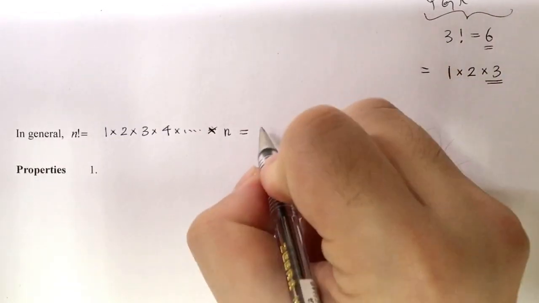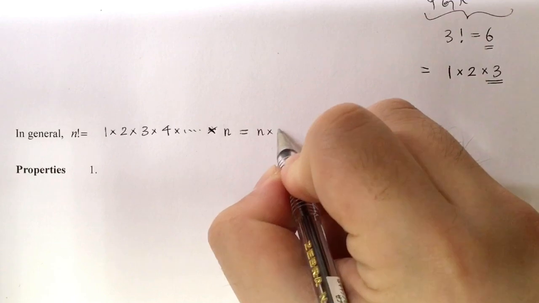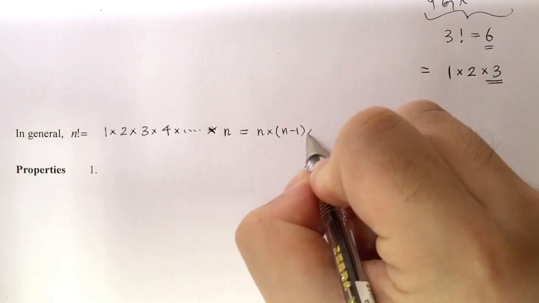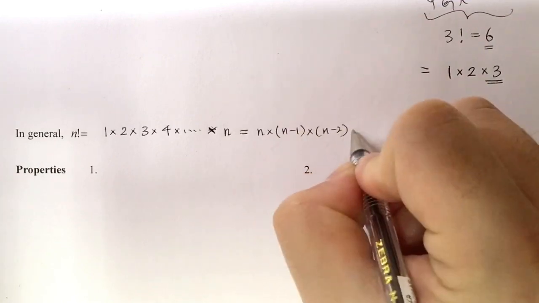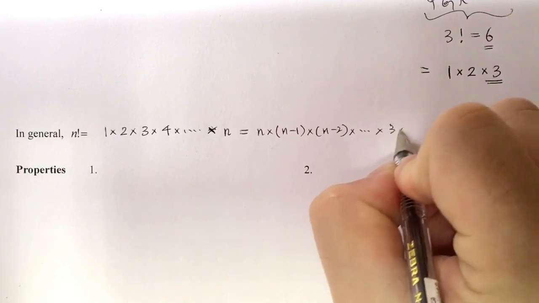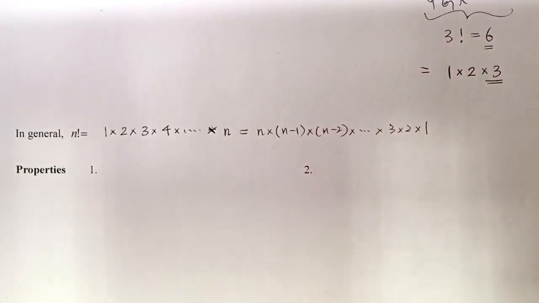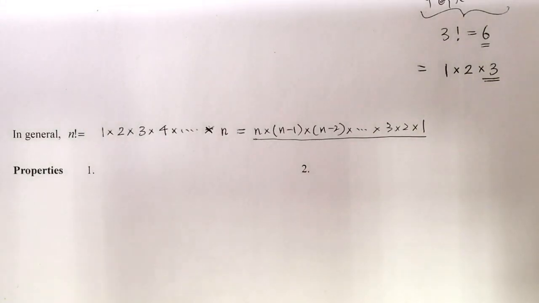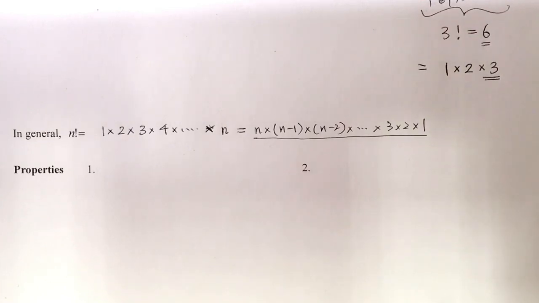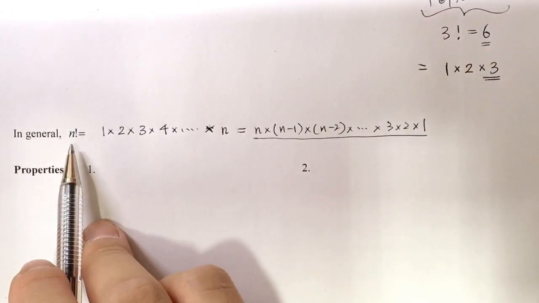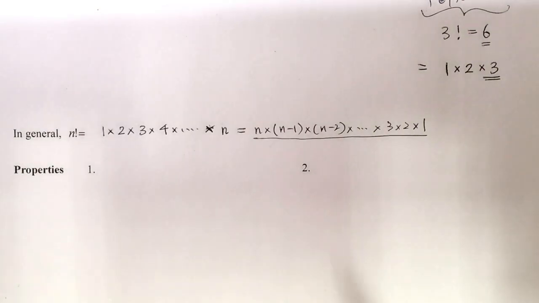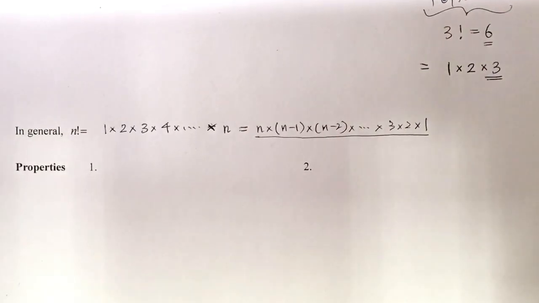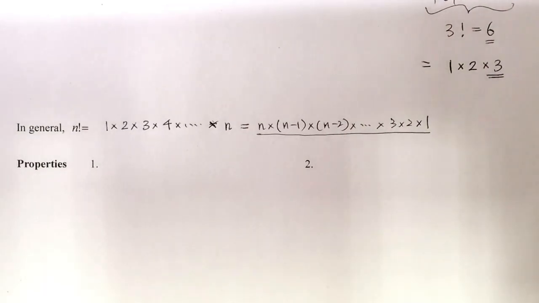It's more convenient to write it in descending order, like this. And this is what we call the n factorial. Okay? Based on this idea, we can rewrite this n factorial in different forms. So I'm going to introduce at least two forms.